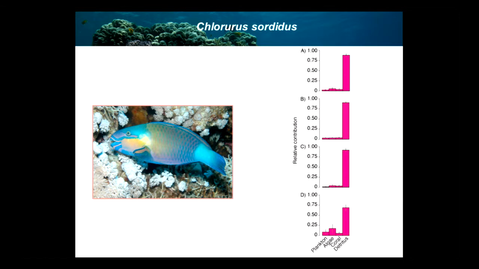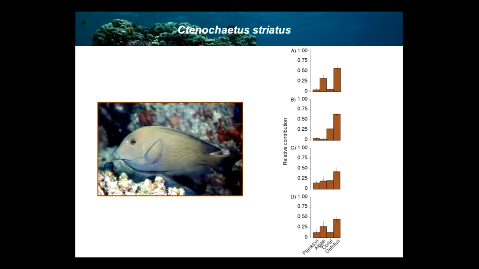This is Chloroasordidus, and again, this is supposed to be a roaming grazer, but I think it's pretty clear from these data that it looks much more like a detritivore than it does a herbivore, all the way across. Tinochetus is supposed to be a detritivore, and indeed, there certainly is plenty of detrital carbon in Tinochetus, but there's certainly other things as well.